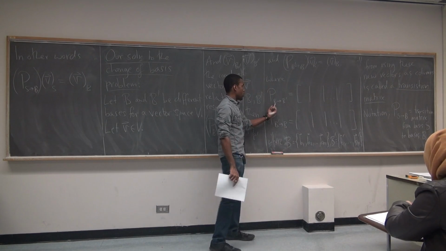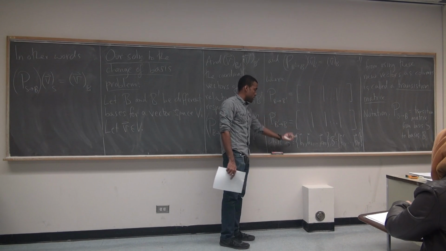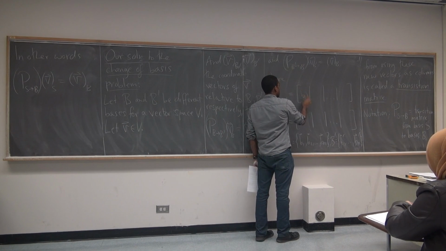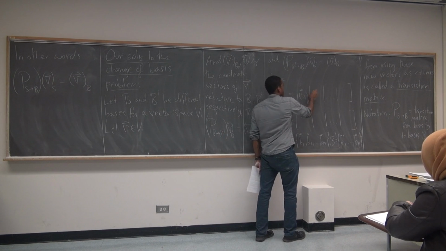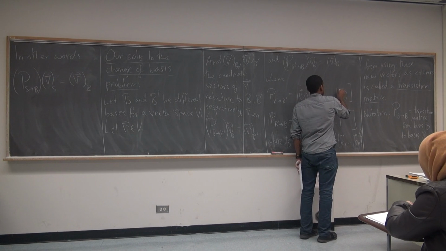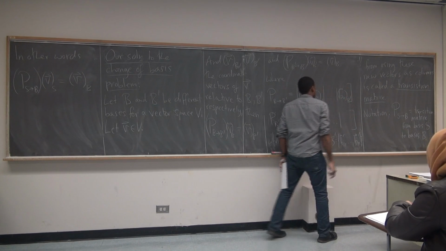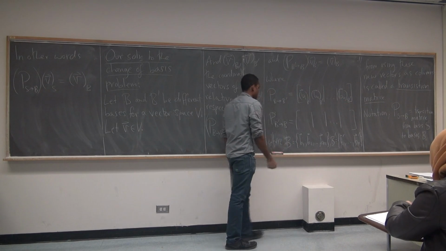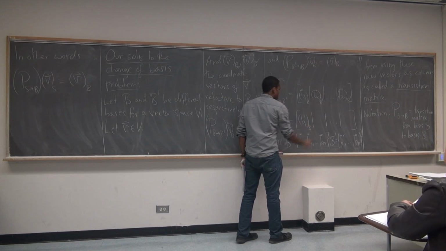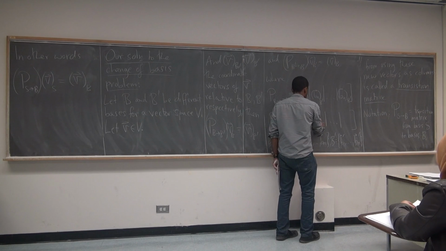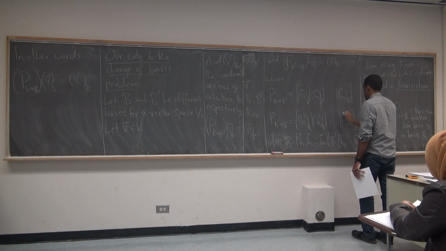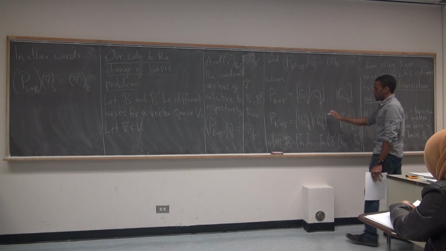Okay, so the idea is, if I want to go from B to B prime, I would change all the basis vectors in B to be relative to B prime. So I'm literally going to go B1 relative to B prime, B2 relative to B prime, right up to Bn relative to B prime. And if I want to go from B prime to B, then I'm going to change all the vectors that were in B prime and write them relative to B. These are all vectors here.